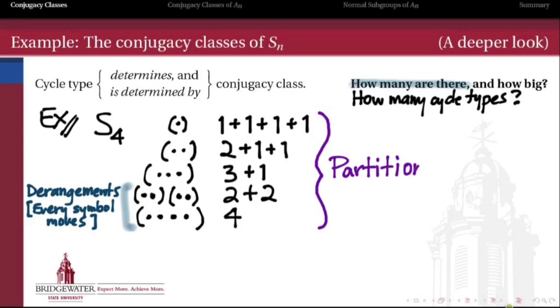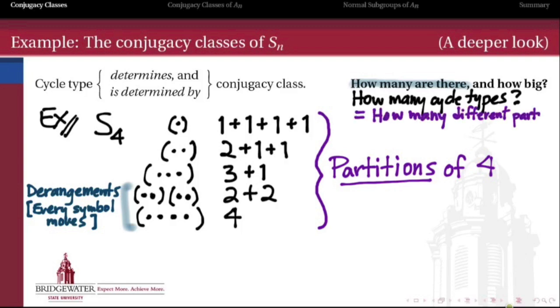So there's five different cycle types here, because there are five different ways to partition the number 4 into a sum of non-negative integers. Partitions are a big deal in combinatorics. Counting the number of partitions is something that's not easy to do in general. It's done by something called a partition function. So the question of how many cycle types there are is really a combinatorics question, which doesn't really have a very clean and quick and easy answer. But if we could answer it, then we would know for sure how many conjugacy classes there are in the symmetric group SN.